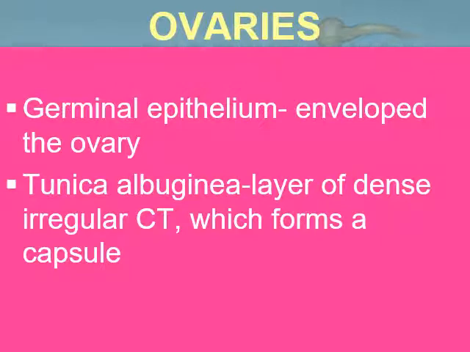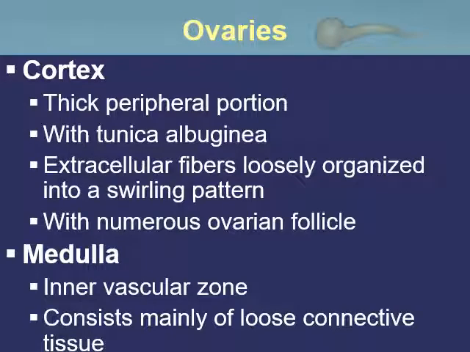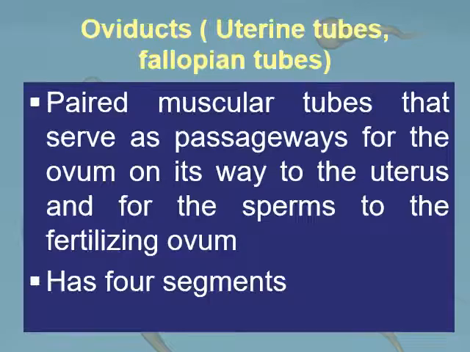So the germinal epithelium is the one that envelops the ovary. Then the tunica albuginea is the layer of dense irregular connective tissue which forms the capsule. So sa ovaries, we have the cortex and the medulla. The cortex is the thick peripheral portion and the medulla is the inner vascular zone.